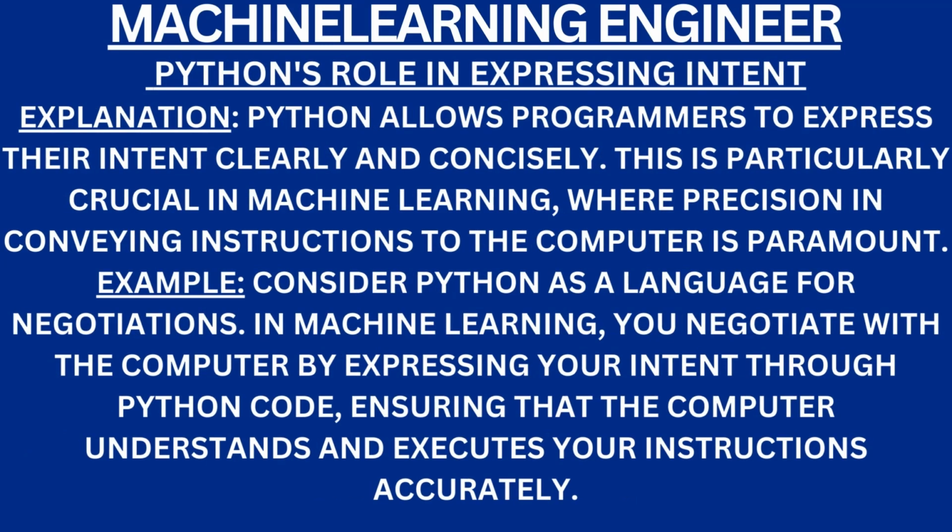Python's role in expressing intent. Explanation. Python allows programmers to express their intent clearly and concisely. This is particularly crucial in machine learning, where precision in conveying instructions to the computer is paramount. Example. Consider Python as a language for negotiations. In machine learning, you negotiate with the computer by expressing your intent through Python code, ensuring that the computer understands and executes your instructions accurately.